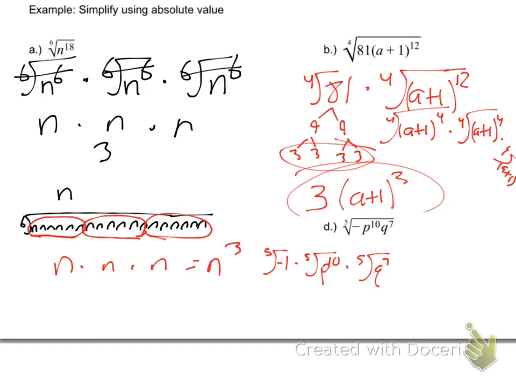P to the 10th, how many groups of 5 can I make? 2. Would there be any leftovers? No. So everybody would get to leave, which means that would be p squared. How many groups of q can I make? 1. I can only make one group. That one group would carry 5 of them. How many left over? 2, 3. So therefore, there'd be 2 people left home. A q gets to leave, but then there's a fifth root of q squared.